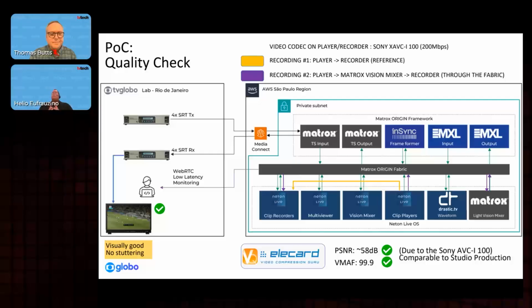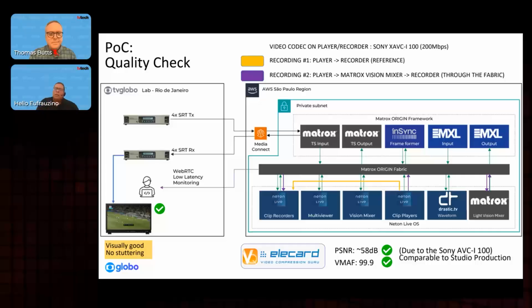The first part of this POC was the quality check. Firstly, in order to see if the signal is visually good, we brought a scenario with live sources from the ground to the cloud and back using this SRT encoder and decoder, and the response was very good. It was visually good. There was no stuttering using a scenario similar to MXL.